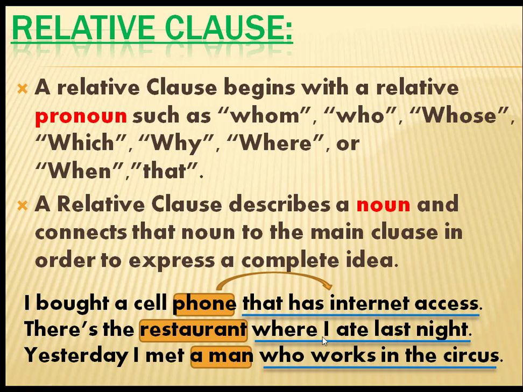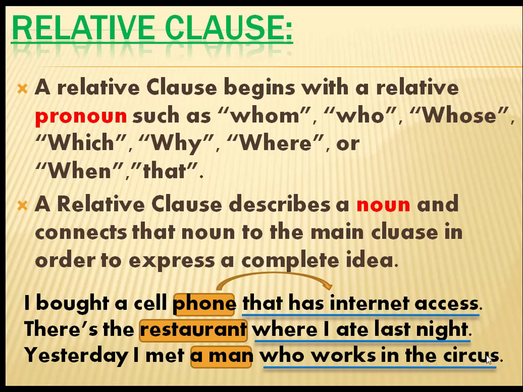So this is a relative clause because it is connecting the noun with the rest of the sentence. Yesterday I met a man. Which man? This man is described in the relative clause: who works in the circus. Who is the subject? Works is the verb. In the circus is the object.